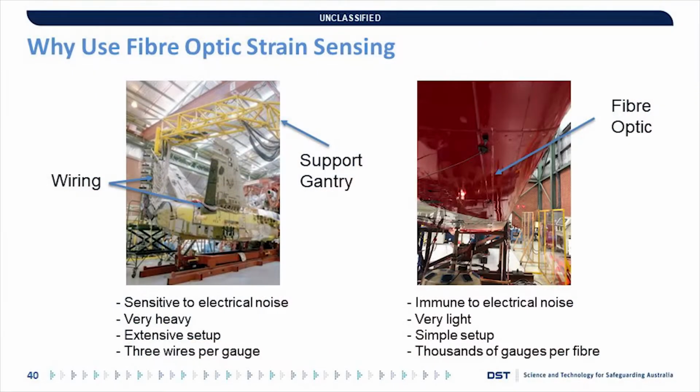Fibre optic sensors, on the other hand, are immune to electrical interference. They are lightweight, and when we install them, they're convenient to install, and as you can see in the left-hand image, it is barely visible, and that fibre optic there is 5 metres with over 7,000 strain sensors.